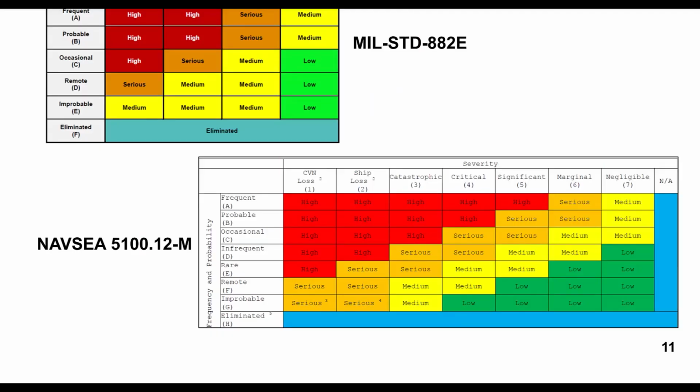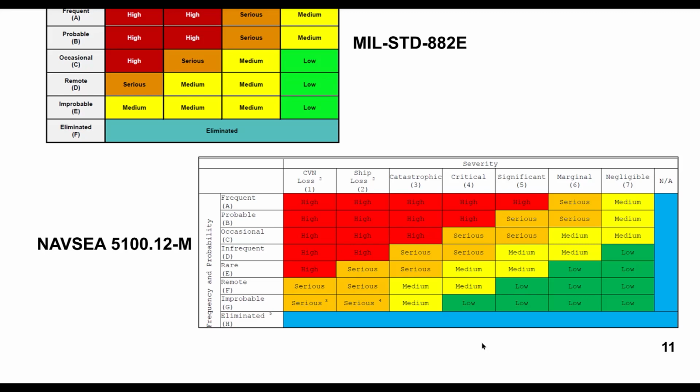Good morning, everyone. I wanted to do this video on how you could create a structured expression that would output values such as low, medium, serious, or high, depending on where they would fall within a matrix such as this. What you're looking at here is a NAVC 5100.12M matrix, and this is for risks that have a specific frequency and probability by the severity level. So as you notice, that could be described using an enumeration list.